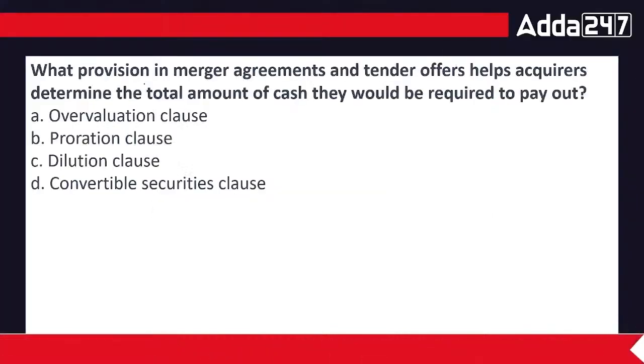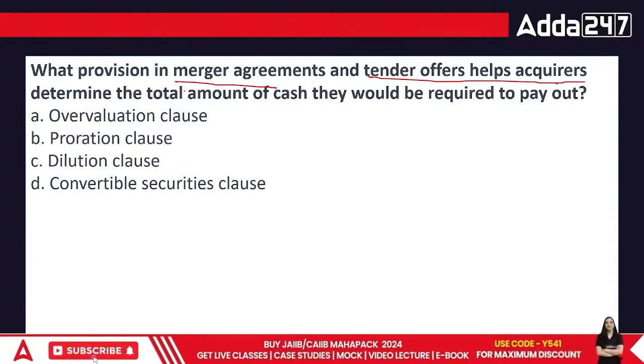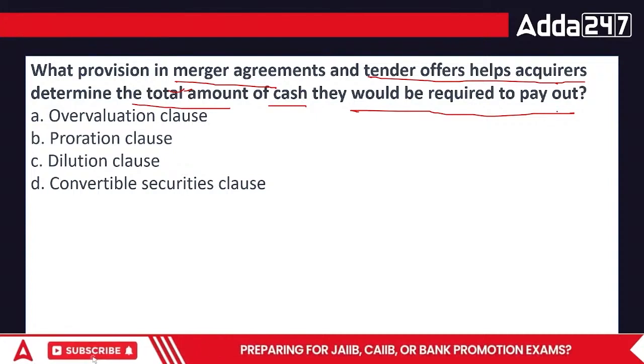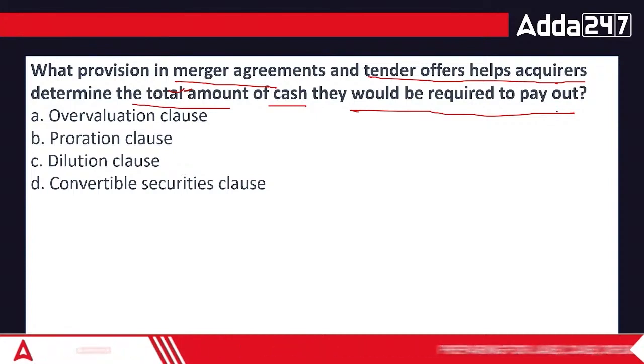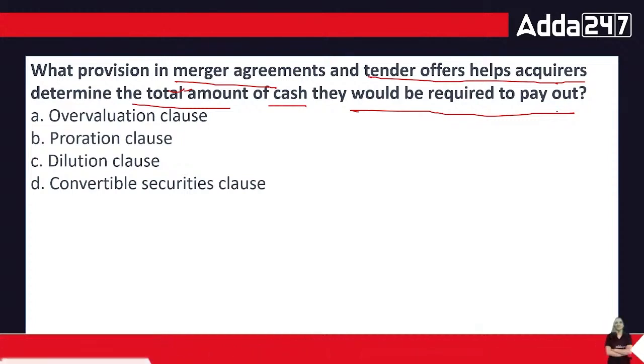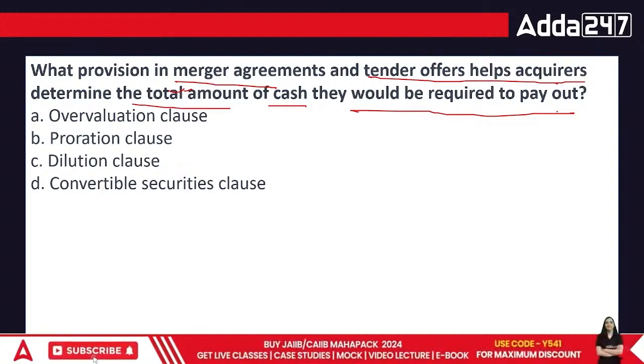What provision in the merger agreements and tender offers helps acquirers determine the total amount of cash they would be required to pay out, everyone? Overvaluation clause, proration clause, dilution clause, or convertible securities clause? Which specific clause?